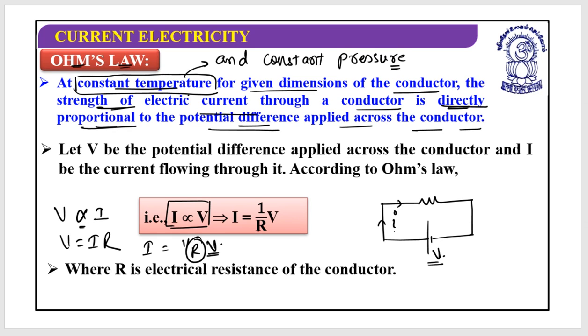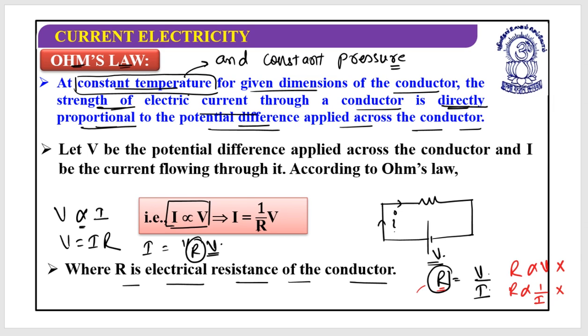This R is the proportionality constant, where R is the electrical resistance of the conductor. I again repeat that R equals V by I. It is a ratio of voltage to current, but this is constant. That means you cannot say that R is directly proportional to V. No, this is absolutely incorrect. Even you cannot say R is inversely proportional to I. No, this is absolutely wrong.